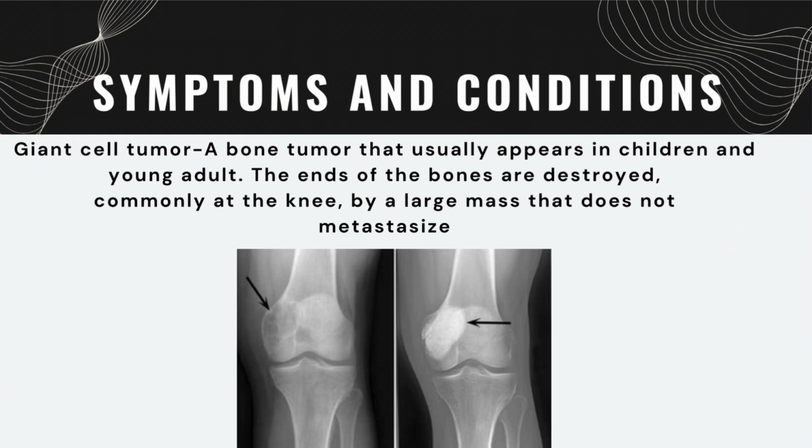Next, we have giant cell tumor. Giant cell tumor is uncommon and typically affects the long bones, especially through the knee region. This tumor is also a non-cancerous type, but it can be destructive and may have a tendency to recur. Its symptoms are joint pain, swelling, and limited movement, and it can be located in our knee region.